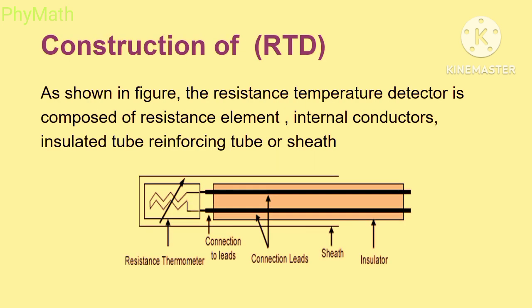Now the construction of RTD. As shown in the figure, the resistance temperature detector is composed of the resistance element, then internal conductors, then insulated tube, reinforcing tube or the sheath. Then the resistance thermometer, next the connections to the lead, then the sheath or insulator.